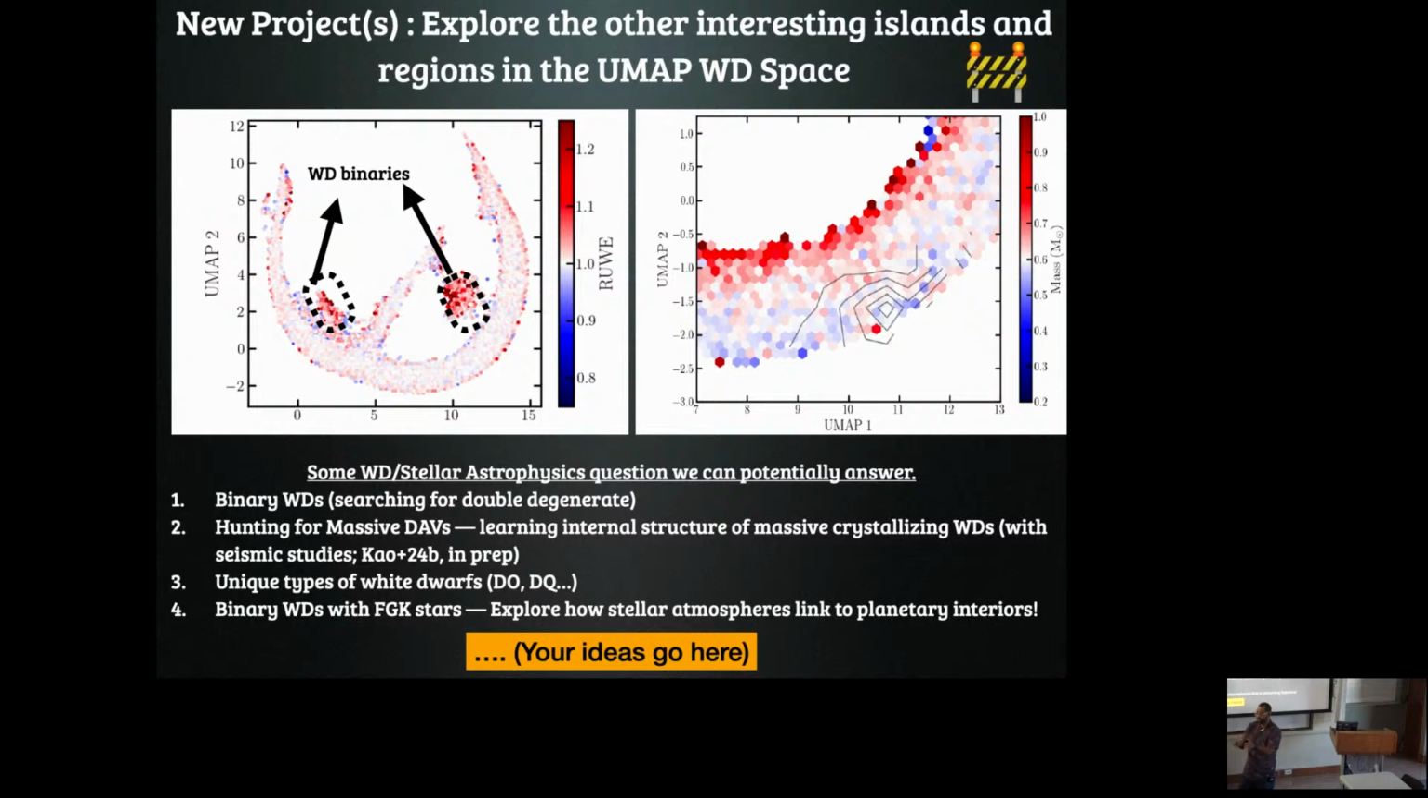That's ongoing work. We haven't gotten that far, but we have found the largest number of FGK star polluted white dwarf sample that has ever been found, based on this UMAP projection. So we're in a position now to do that, but we haven't done it yet. We're fitting those data. Okay, please go ahead in the middle.